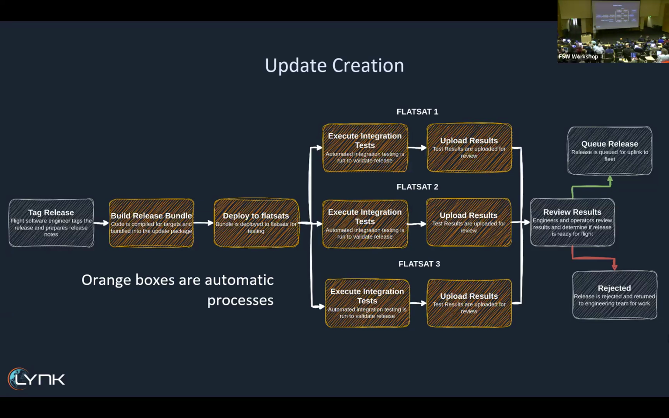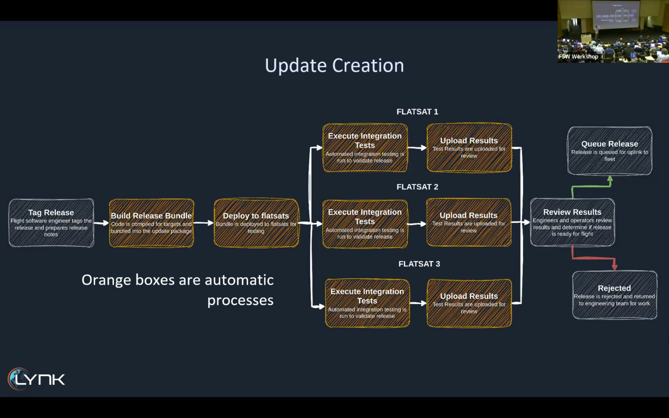First thing that an engineer would do is they tag the release and it will trigger a CI pipeline that builds and bundles the update and deploys it to our flatsats. We have one flatsat per kind of hardware generation of spacecraft, and you want to deploy it to all the ones that are actually going to get used here.